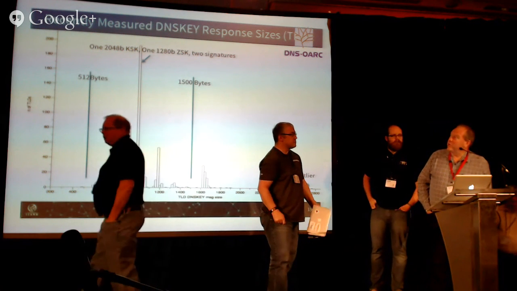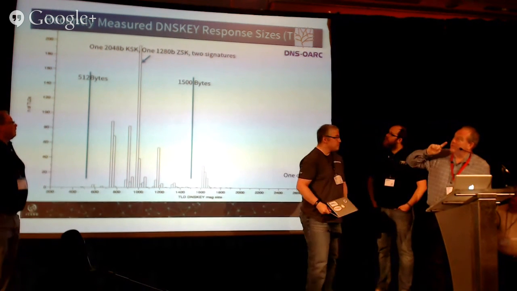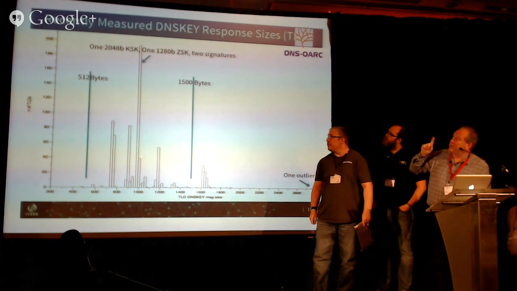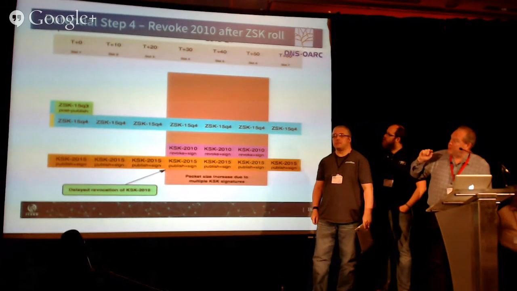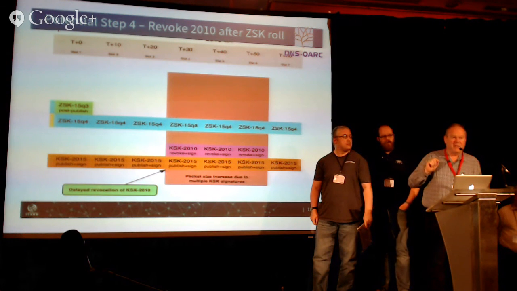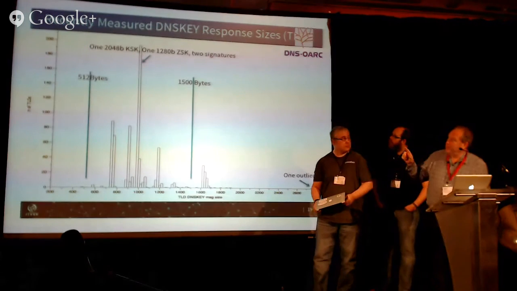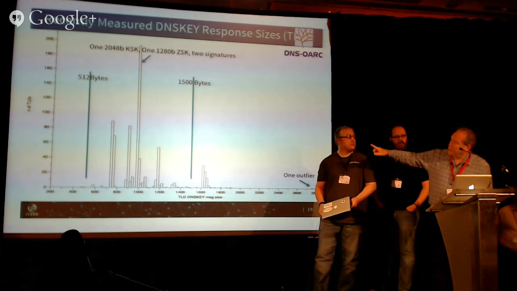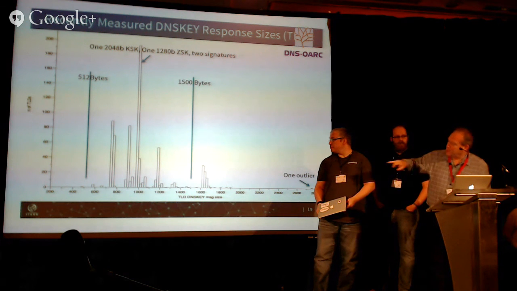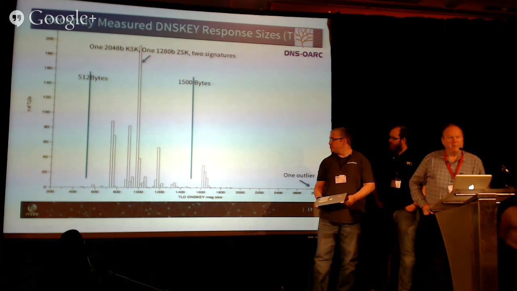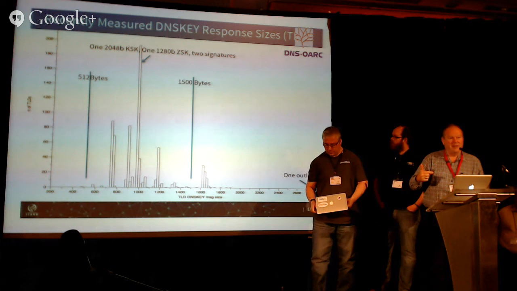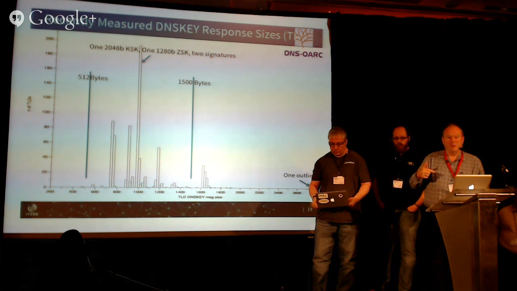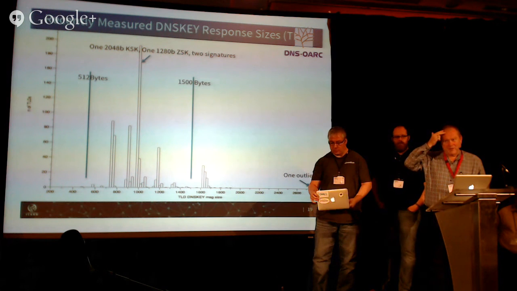Jakob Schlichter has done some work on this, and the issue comes at that point with the 2K KSK and the 1K ZSK. Just at that point there, you've got 2 KSKs. That means there's going to be a period where the response size jumps from where we are to just over 1,400. Now, for V4, theoretically, that's not a big issue. For V6, it's an issue.